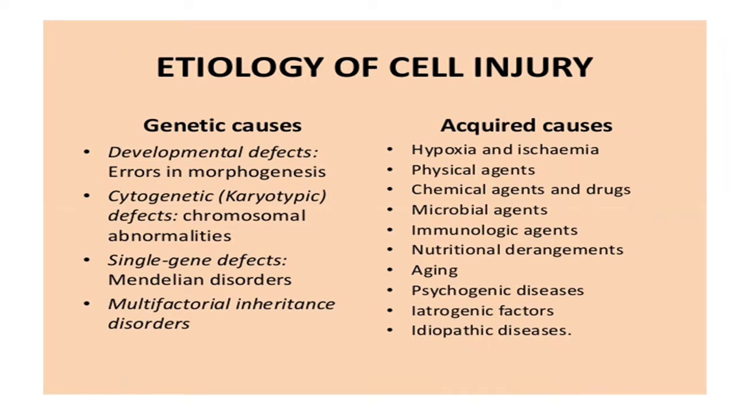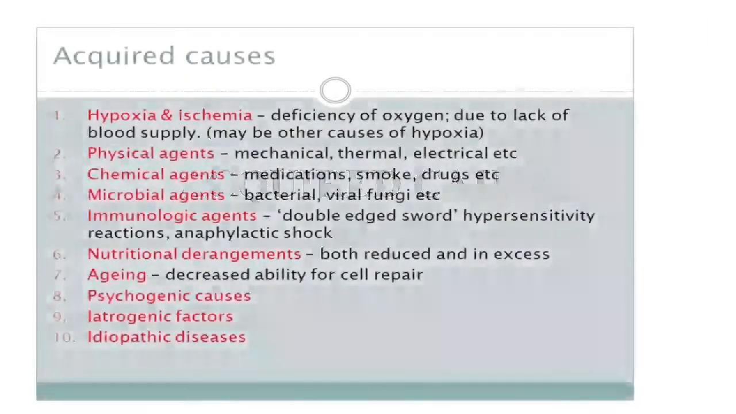You can also have a cell injury as a result of certain acquired causes: hypoxia and ischemia, which we'll be explaining soon, physical agents, chemical agents and drugs, microbial agents, immunologic agents, nutritional derangement, aging, psychogenic diseases, iatrogenic factors, and idiopathic factors. So let's look at the acquired causes. Acquired causes, hypoxia and ischemia.